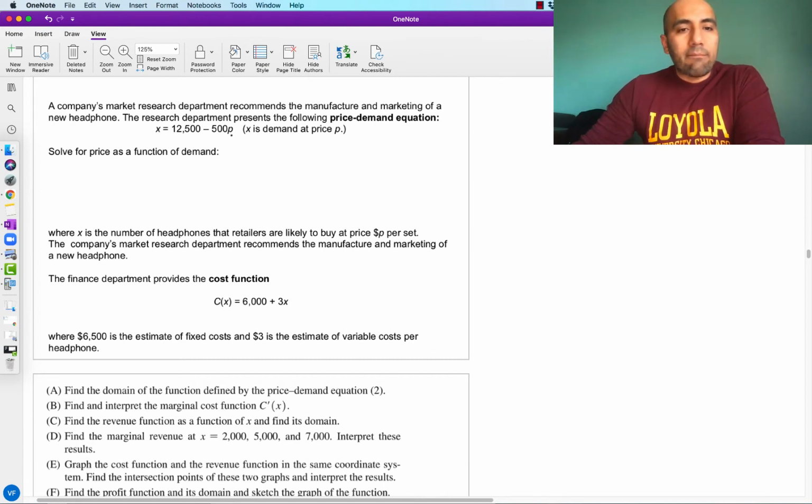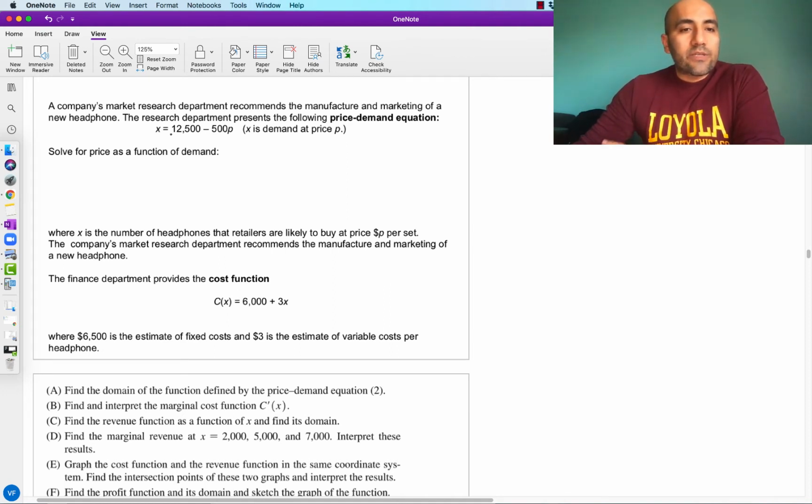So, for example, if p was 0, meaning they were free, according to the market research there would be 12,500 people interested in these particular headphones. At least that's what the equation indicates. If the price was $1, then we'd get 12,500 minus 500, which is 12,000. So if the price was $1, there would be 12,000 units demanded. This could be expected demand per day, per week. It's not forever, it's just some expected demand. And so on and so forth.